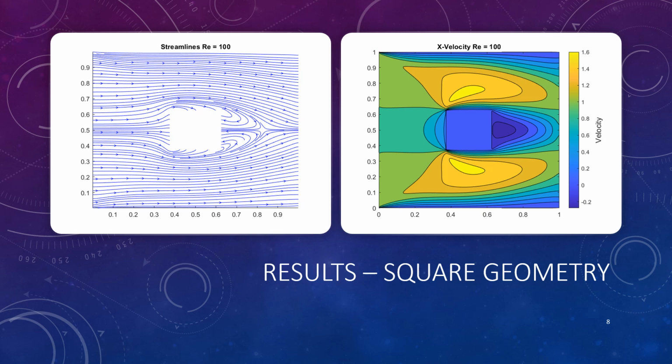Here are the results for my square geometry tests, which were all carried out at 100 Reynolds number. On the left I have my streamlines, and on the right I have my x velocities. The problem was validated for convergence through two methods, L2 error norm and spatial. L2 error norm was calculated on each iteration for x and y direction velocities. The solution was deemed converged, and at steady state, once the error was reduced to 10 to the negative 7th.